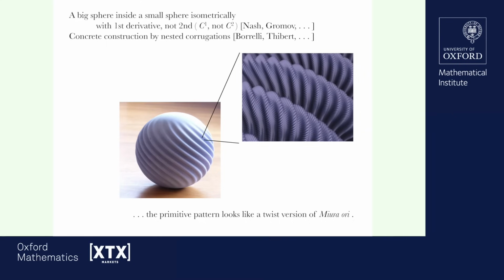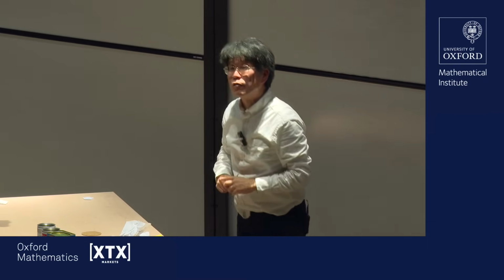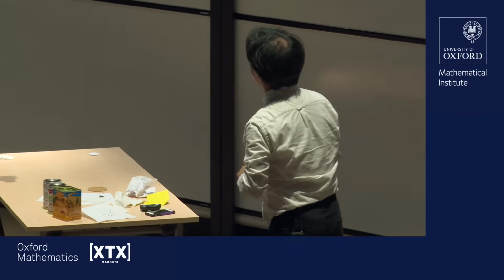So this is a halfway model. As you can see, what they did was what they do is to twist the sphere. And as you twist, it develops all those corrugations, wave patterns. But if you look very closely at each of the corrugations, that's lined with more corrugations and more corrugations. This is a nested pattern all the way down to the infinitesimal. Yeah? And when Borrelli came and showed me this, I said, I have seen this somewhere before. That's the twist version of Miura-Ori.